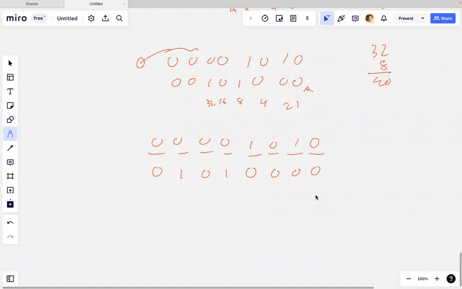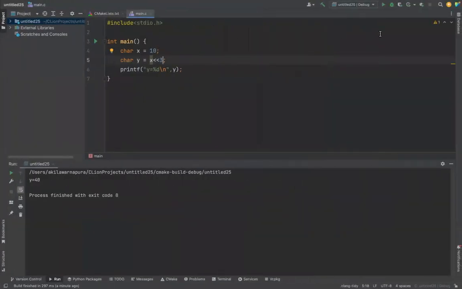So what is the value? 1, 2, 4, 8, 16, 32, 64. So the 64 bit is 1, the 16 bit is 1. 80? Yeah, it is 80, no? Check whether the answer is 80. Try to shift by 4.